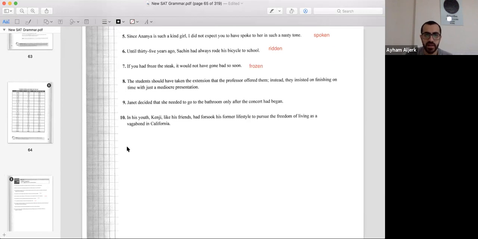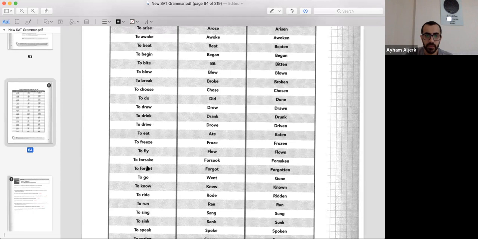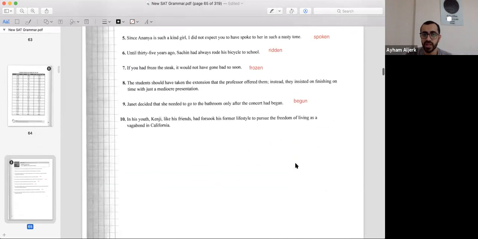Number 9, Janet decided that she needed to go to the bathroom only after the concert had began. So we have begin, past is began, but for the third form of the verb, we need to have begun. Last one, in his youth, Kenji, like his friends, had forsook his former lifestyle to pursue the freedom of living as a vagabond in California. So again, we just need to look at forsook. So we have forsake. To forsake means to leave or abandon something. Forsook is past, so we have to say forsaken.